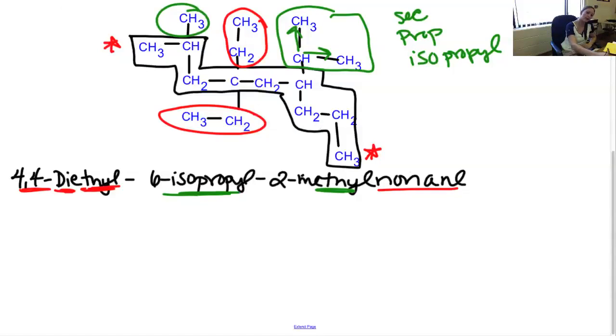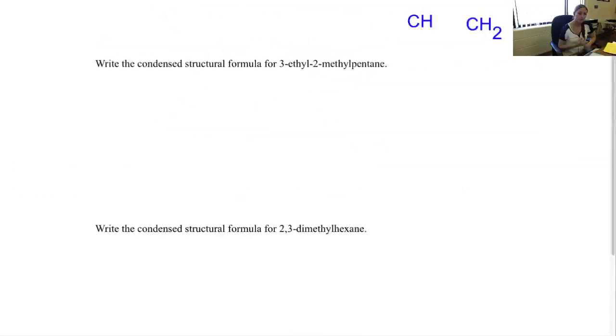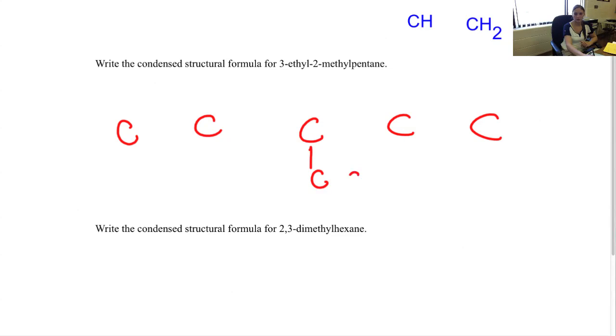Okay, the last thing we're going to do now is try and actually write some of these. So write the condensed structural formula for 3-ethyl-2-methylpentane. So pentane is 5. So I'm going to go, okay, I need 5 carbons. 1, 2, 3, 4, 5 carbons. I have an ethyl group off of the third one.